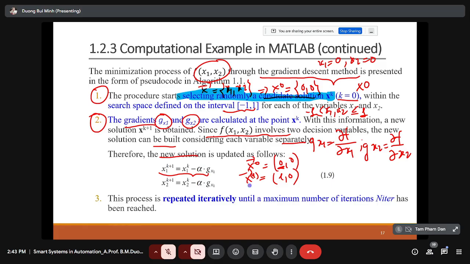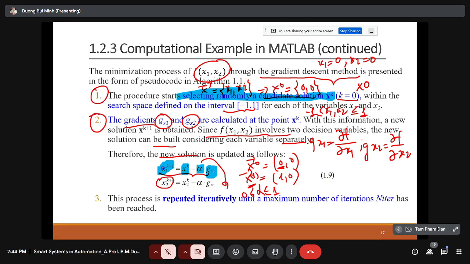So how can we update x1? We know x1 at k plus 1 is x1k minus alpha times gx1. It is up to us to choose alpha, but remember, alpha is normally higher than 0 and less than or equal to 1. After that, we update x2. First of all, we update x1, and the second one, we update x2.